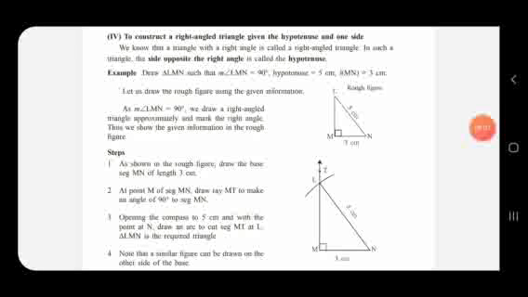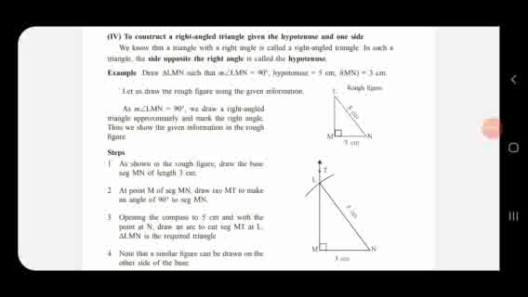Next case is to construct a right angle triangle if hypotenuse and one side is given. For example, triangle LMN such that measure of angle M is equal to 90 degrees, hypotenuse is equal to 5 cm and length of MN is equal to 3 cm. For this also draw a rough diagram.